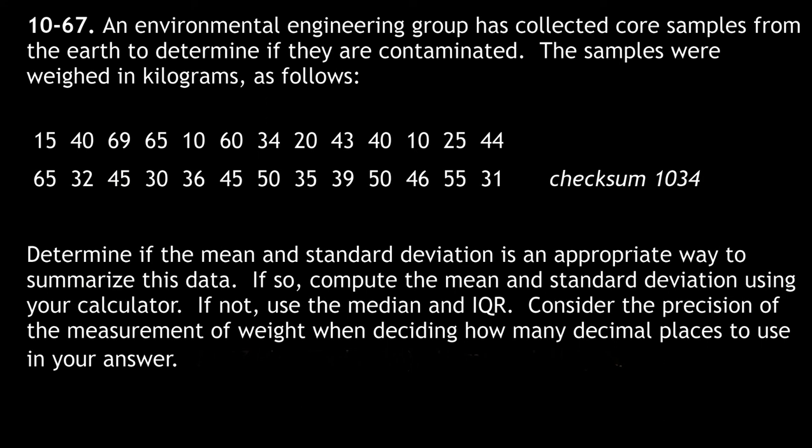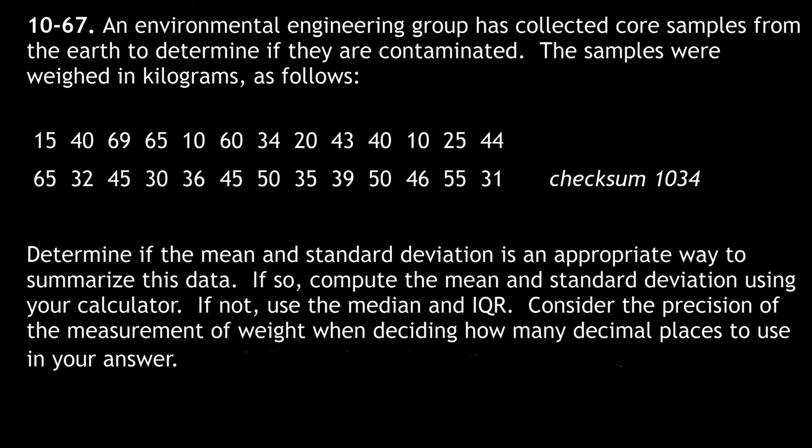This whole thing about determining if the mean and standard deviation is an appropriate way to summarize this data, there's two things we really should be thinking about. Is our distribution symmetrical, meaning it's not skewed to the left or skewed to the right, and is there an absence of outliers? Use your calculator and the modified box plot. If it's not flagging anything as an outlier and it looks fairly symmetrical, not skewed one direction or another, then use the mean and standard deviation to summarize the data.